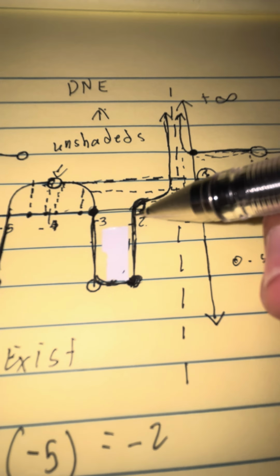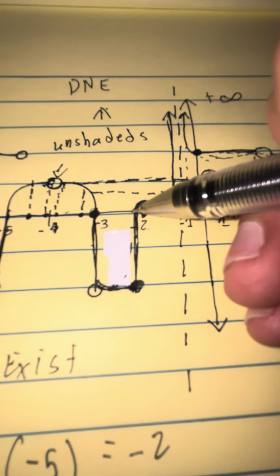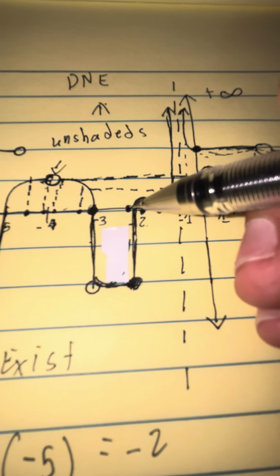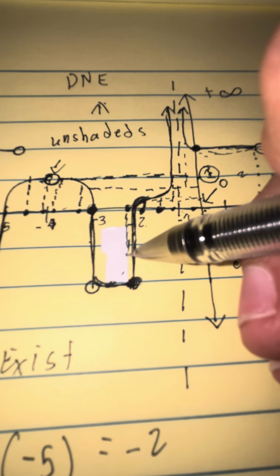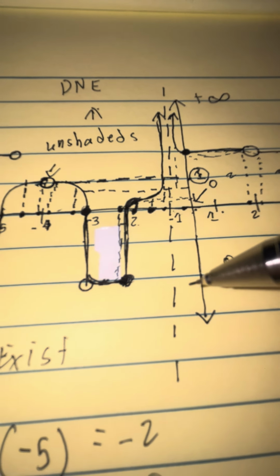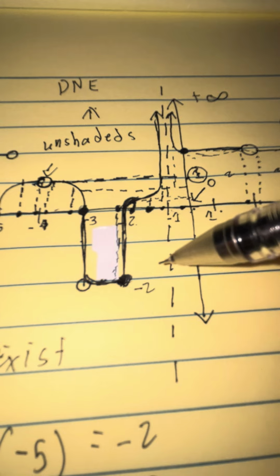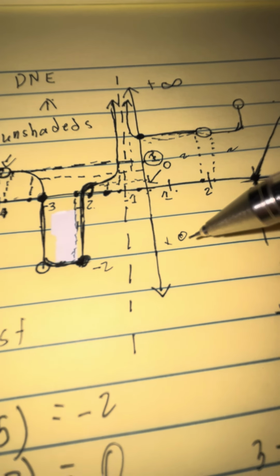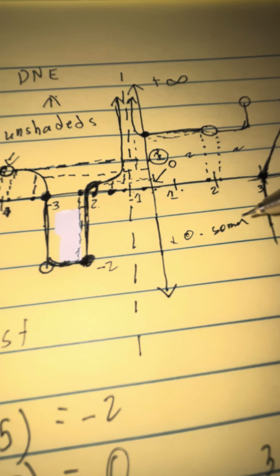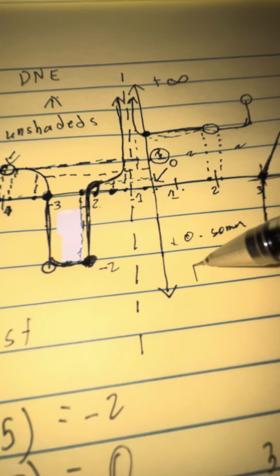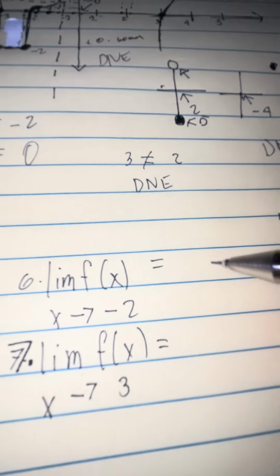Now let's get as close as possible to negative 2, which is somewhere around here. And now we move downwards. Now what is this? Negative 1, negative 2. The answer is negative 2 for here. But here the answer is positive 0 point something. What does it mean if they are unequal? You're right. The answer is D and E. So the answer for number 6 is D and E.